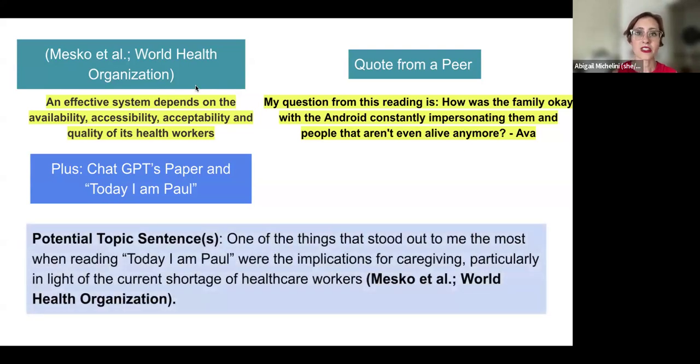So here's one potential topic sentence for that body paragraph. I wrote, "One of the things that stood out to me the most when reading Today I Am Paul were the implications for caregiving, particularly in light of the current shortage of healthcare workers." So I found out that there's implications here for caregiving because we don't have enough healthcare workers. And I've cited my source. I don't have an exact quote here, but the information came from those sources. So I still need to say where I got that information from, okay? So it's really important that I cite.